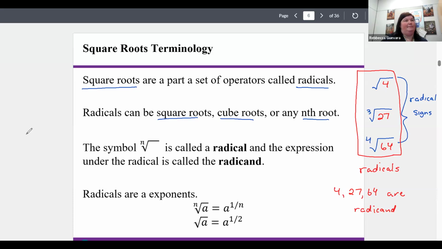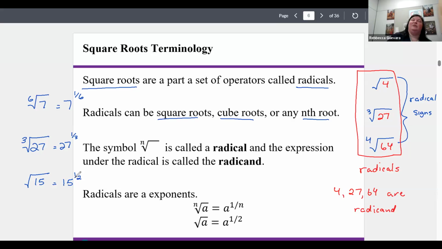Radicals are also exponents. So I have here that the nth root of a is simply a to the power of 1 over n. If I have a square root of a, that's just a to the power of 1/2. If I had a 6th root of, say, 7, I can rewrite that as 7 to the power of 1/6. If I had the 3rd root of, say, 27, like I have over here, I would say 27 to the power of 1/3. And if I just had a square root of 15, well, I can just rewrite that as 15 to the power of 1/2.